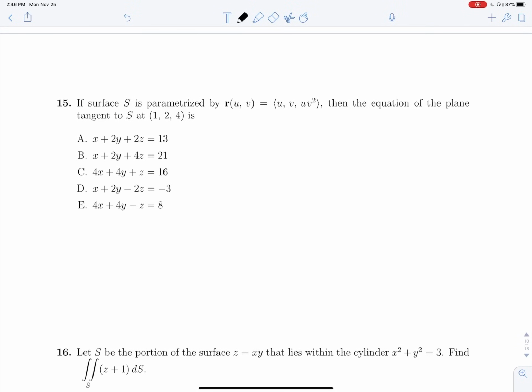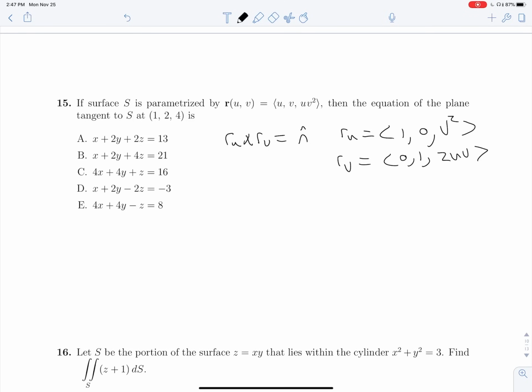Okay, if surface S is parametrized by r of uv, then the equation of the plane tangent to S at 1, 2, 4 is what? Well, we know that RU cross RV is going to be our normal vector. So we can find that. These are just our partial derivatives with respect to u and v. RU is going to be 1, 0, v squared, and RV is going to be 0, 1, 2uv.